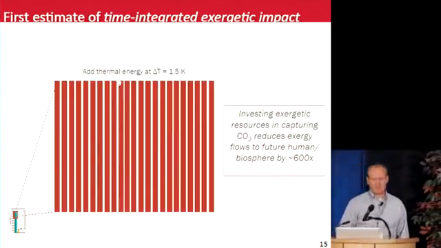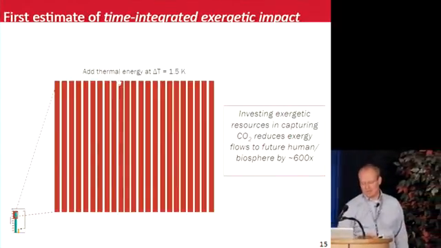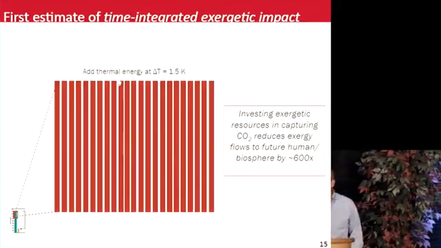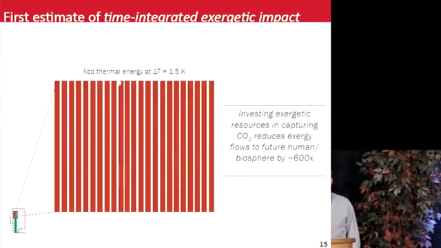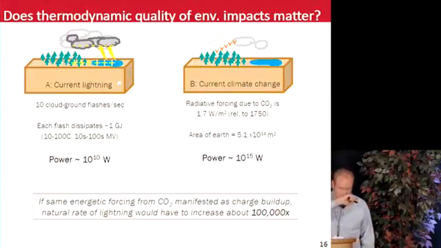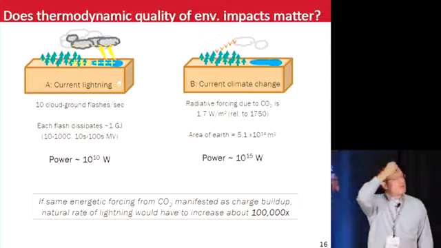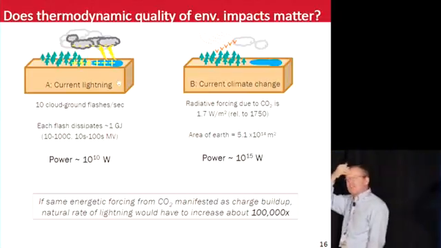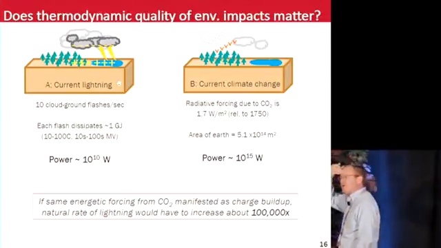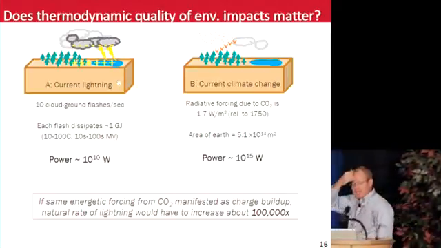Because we're driving the climate system, the biosystems, and future human societies thermodynamically much less than what we have to spend. You might say, does the thermodynamic quality of environmental impacts matter? Why did I adjust Caldera's factor of 100,000 for thermodynamic quality? Why didn't I just use 100,000?